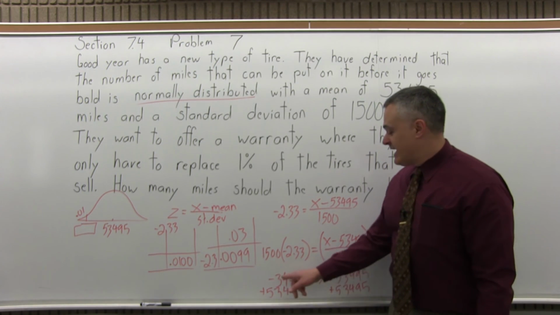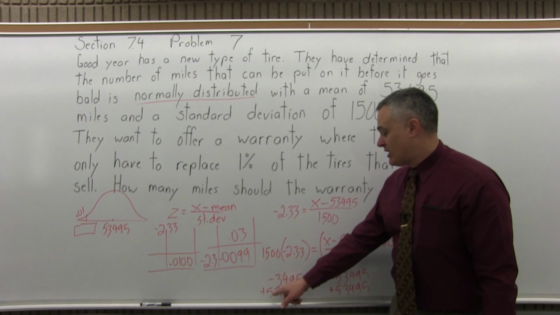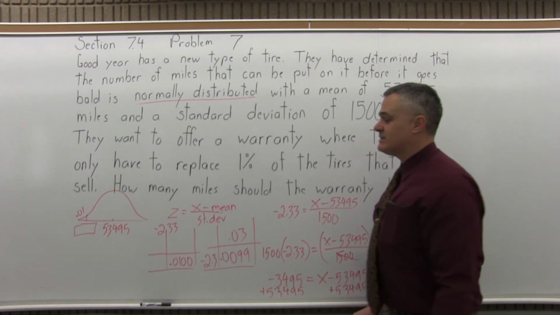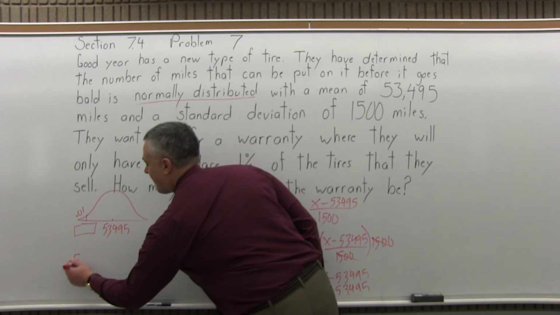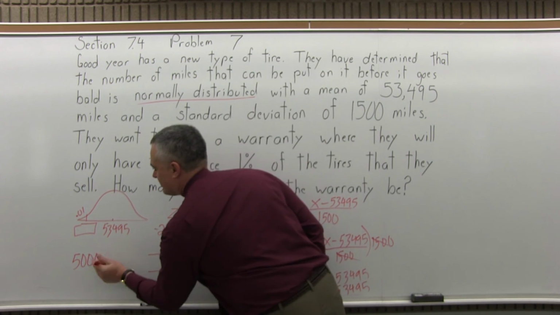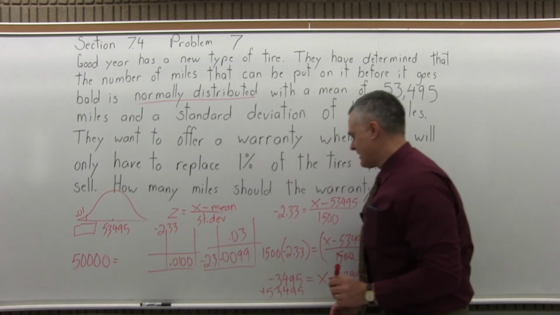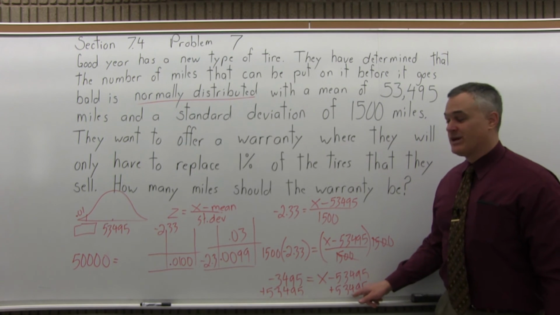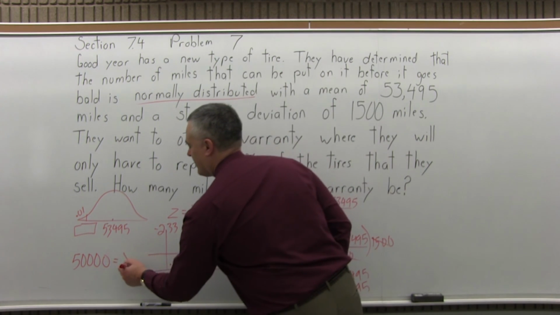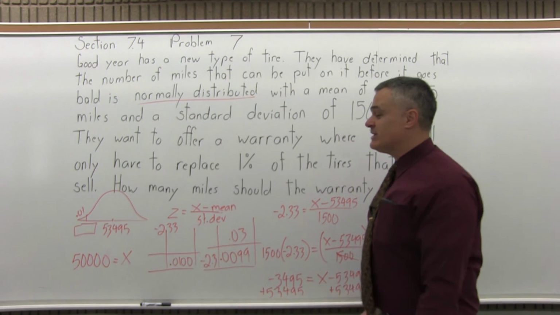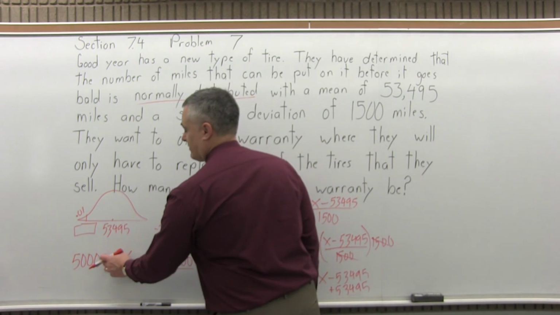Now on the left, negative 3,495 plus positive 53,495 gives you 50,000 on the left side of the equation. Oops, need one more zero. And on the right side, x minus 53,495 plus 53,495 is x. So we have x equals 50,000, which is a realistic mileage warranty for a tire.